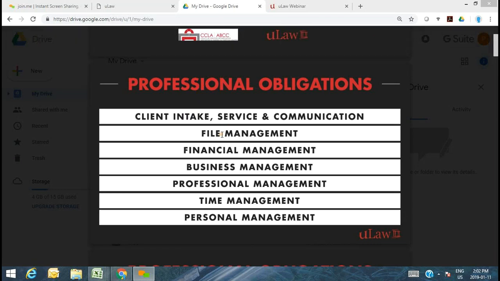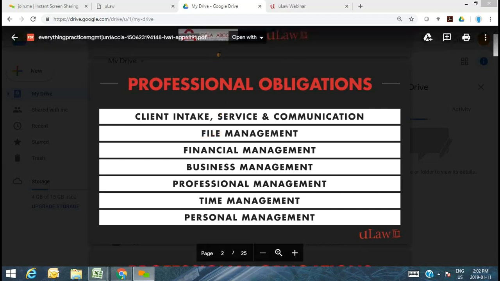We've got the financial management, business management, which is how well do you manage your expenses, how well do you manage your revenue, forecast, how can you ensure that you keep your law firm as a successful business, as well as a compliant business that the public can trust and deal with.